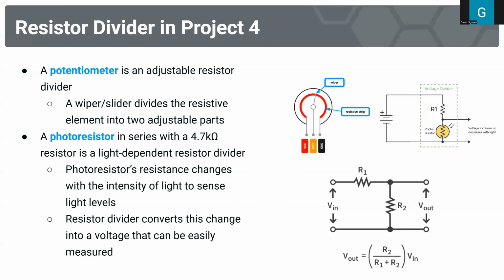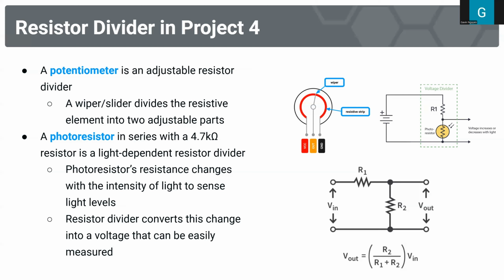And like I said before, Project 4 is going to have multiple resistor dividers. So first one is going to be a potentiometer, which is an adjustable resistor divider, where a wiper or slider divides the resistive elements into two adjustable parts. The second one is going to be a photoresistor, which is in series with the 4.7K ohm resistor in your kits. And that's going to create a light dependent resistor divider.